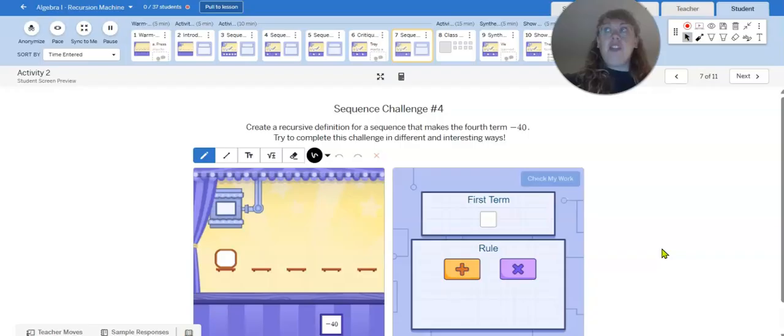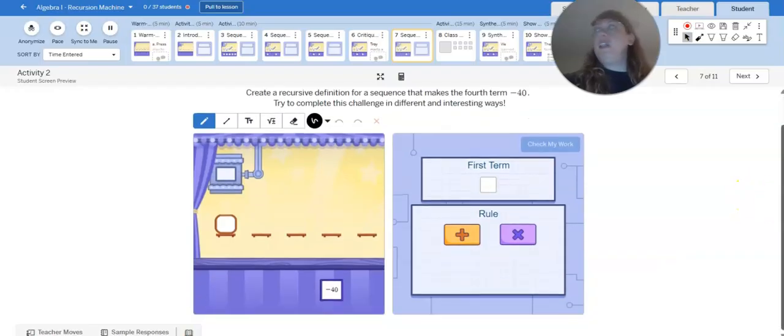Slide 7 says sequence challenge number 4. You are going to create a recursive definition for a sequence that makes the fourth term 40. Try to complete this challenge in different and interesting ways. So you're going to work through this problem. Your goal is to get that fourth term to be negative 40.